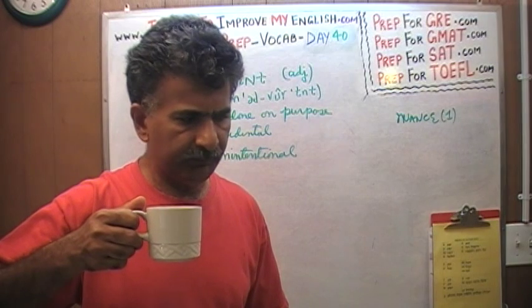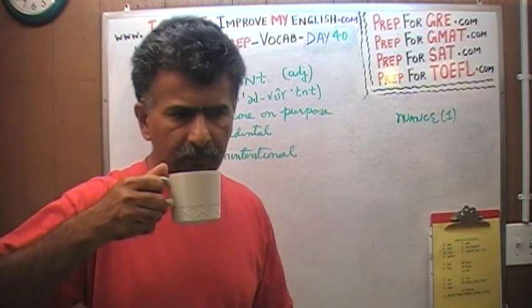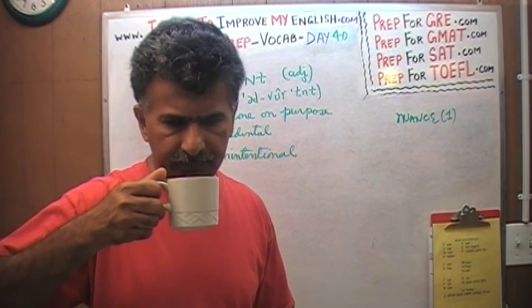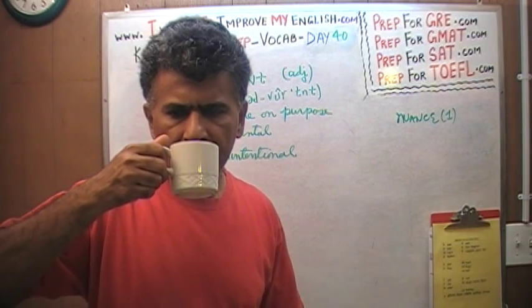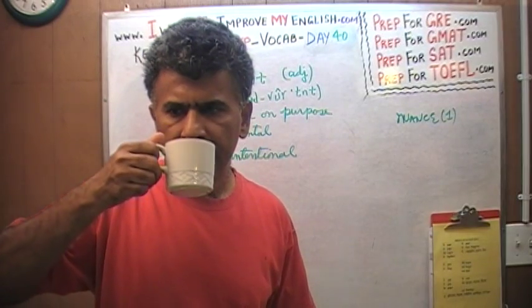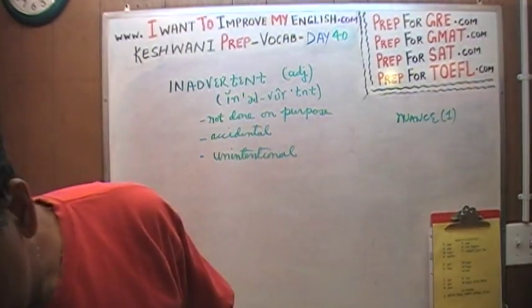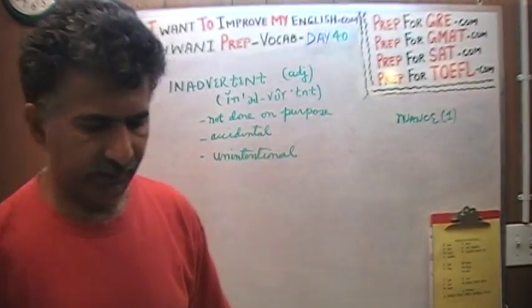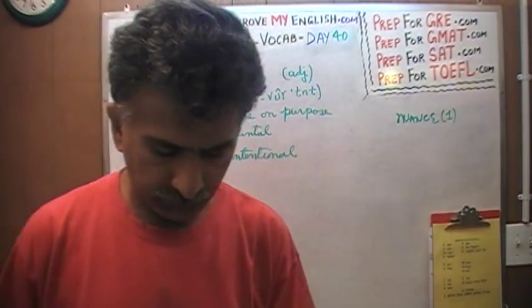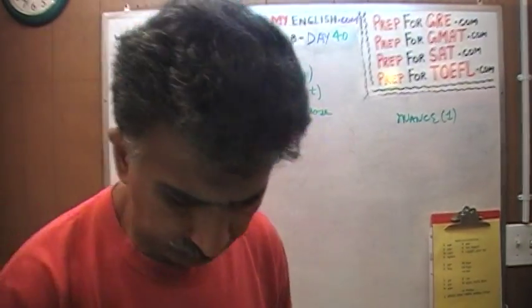I'm trying to think of an example of something that you might do inadvertently. Can't think of anything right now. But anyway, if somebody asks you why did you do it, and what you're trying to say is that I didn't mean to do it, it was an accident, it wasn't done on purpose, just say I did it inadvertently. That's it, that was the end of it.